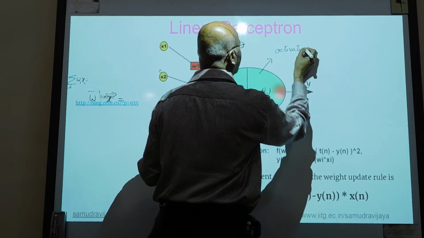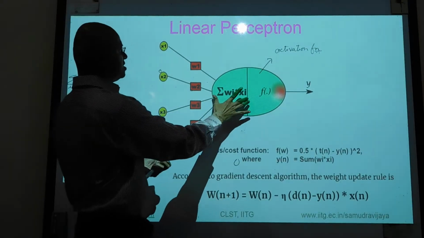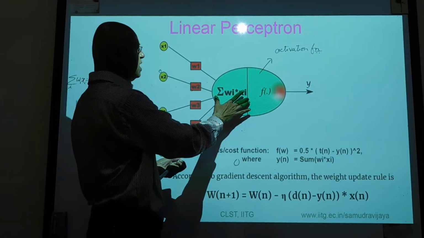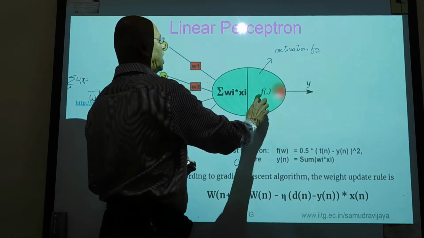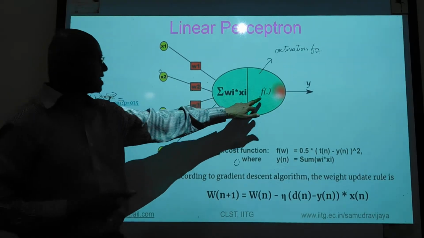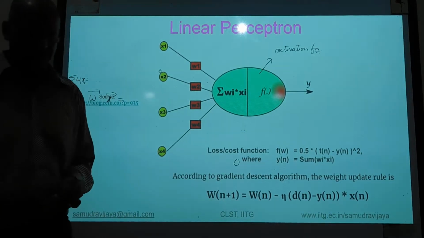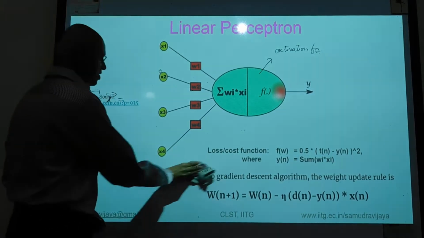We talked of one type of function, which is: if this weighted sum is greater than the threshold, you send output y equal to 1, otherwise output y equal to 0, a binary decision. So this activation function is a kind of decision function. This is not the only activation function that we can think of.